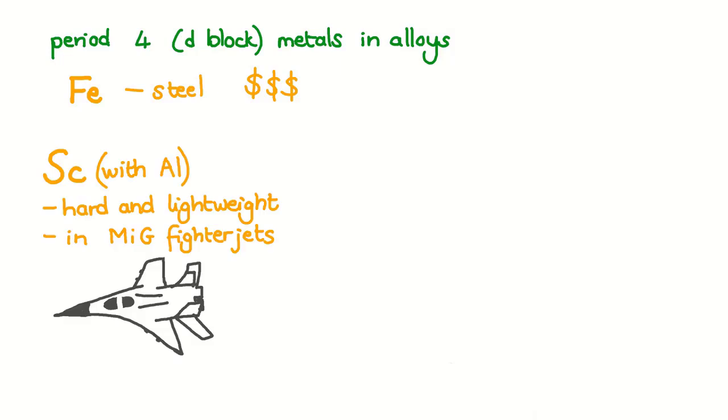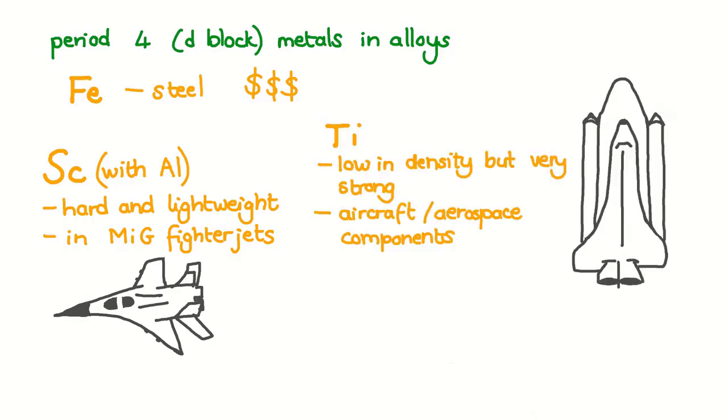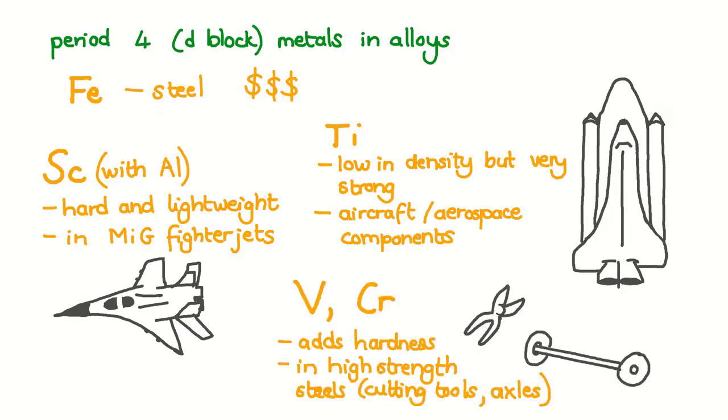Scandium, when alloyed with aluminum, results in a very hard, lightweight alloy. Some MiG fighter jet components are made using scandium aluminum alloys. Also used in aircraft as well as aerospace components are the titanium alloys. They are low in density but very strong. Vanadium and chromium, like scandium, add hardness to alloys. They are used in high-strength steels, for example in cutting tools and in axles.